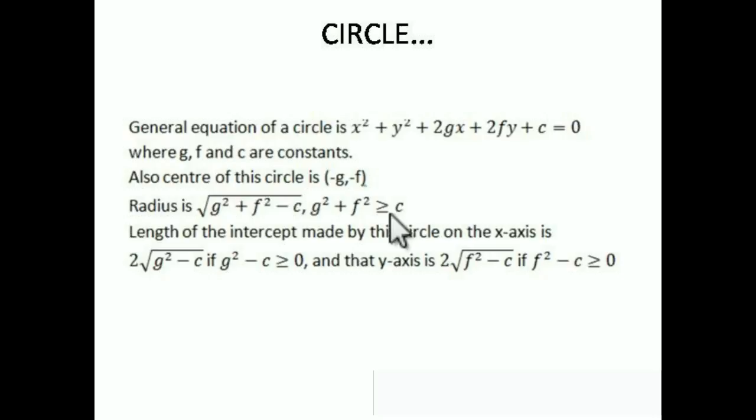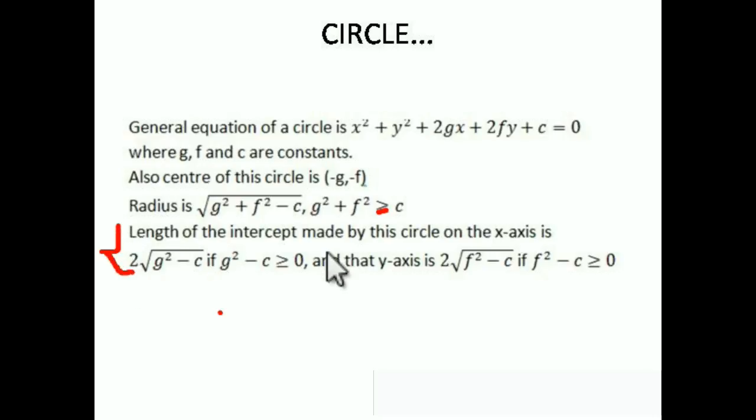Here you can't take equal to, because if we take equal to, then the radius becomes 0, and a circle having radius 0 is known as a point. See, this is a circle having radius 0. It is a point. Then these two lines are very important.